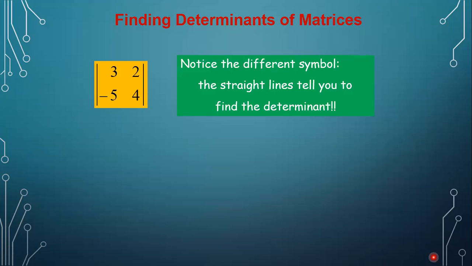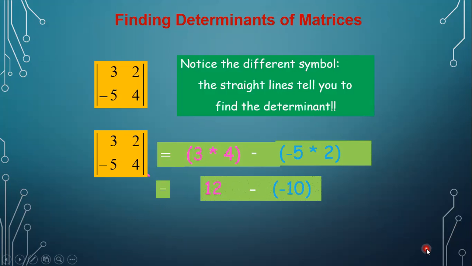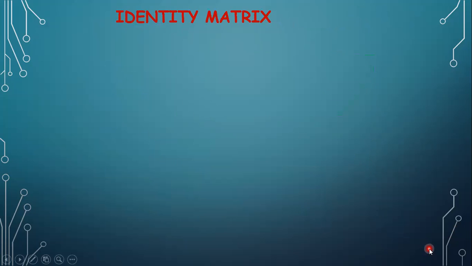So first of all, notice in this matrix here, the straight lines will tell us how to find the determinant of this matrix here. So of course, to find the determinant of this matrix, we find the product of elements along the major diagonal minus the product of elements along the minor diagonal. So the major diagonal is this one that runs from here to here, and then the minor diagonal runs from here to here. So we are going to get the product of the major diagonal, that will be 3 times 4, and then we subtract the product of the minor diagonal, that is negative 5 times 2, as you are seeing here. So we end up with 12 minus negative 10, and then our determinant is equivalent to 22.